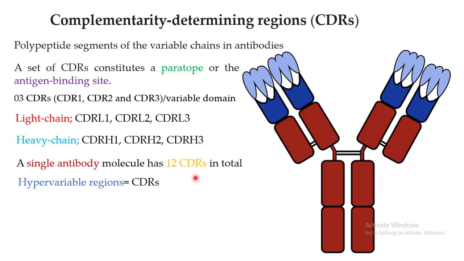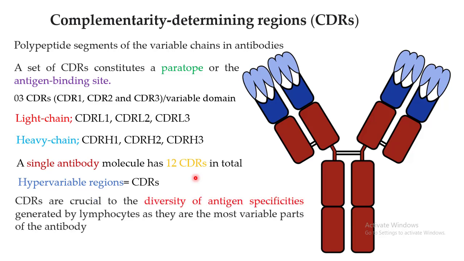Now, sometimes these CDRs are referred to as the hypervariable regions. They are the regions of the antibody that are very variable, so you are going to see a lot of differences in these particular regions between one antibody and the other antibody. Now, this hypervariability is very important, because these CDRs, as they are hypervariable regions, are very crucial to the diversity of antigen specificities.